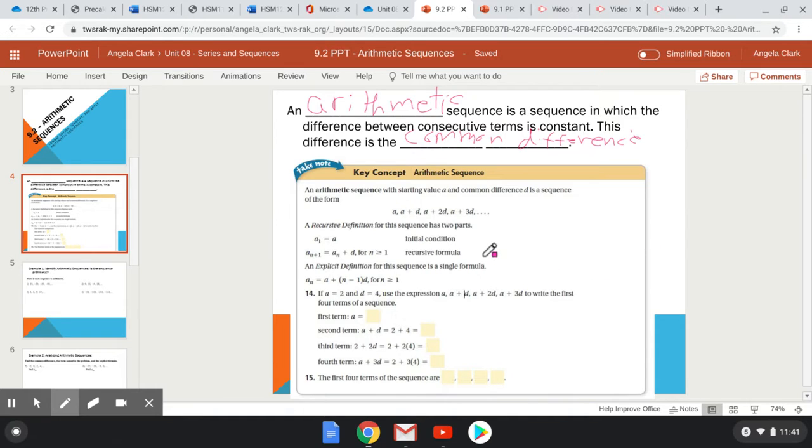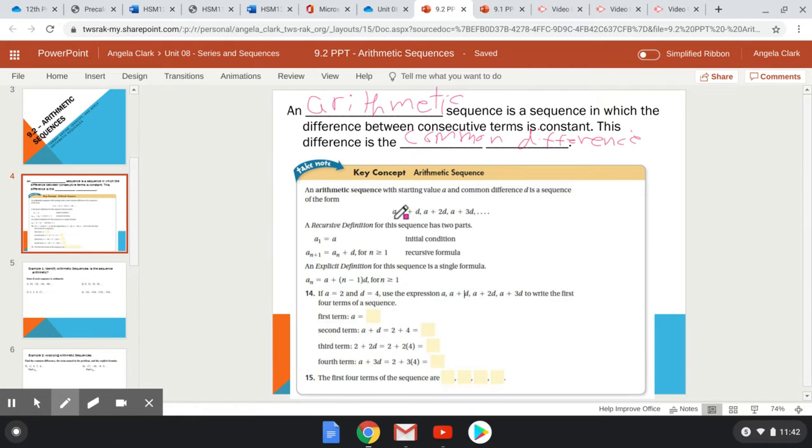All right, so it's called the common difference. So basically, an arithmetic sequence is going to be one where our first term is going to be some number a, and then the second term would be a plus a number d, and then the third term, we're going to add d again, so that's a plus 2d, and then we're adding a d again, so that's a plus 3d, and so on.